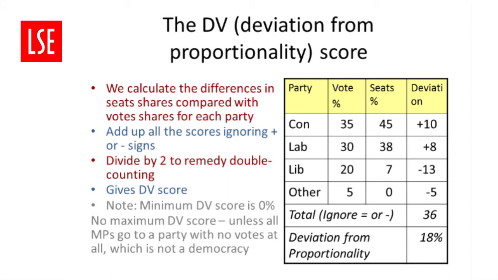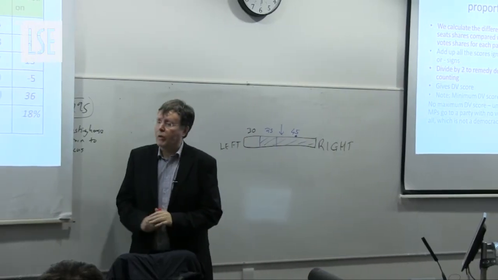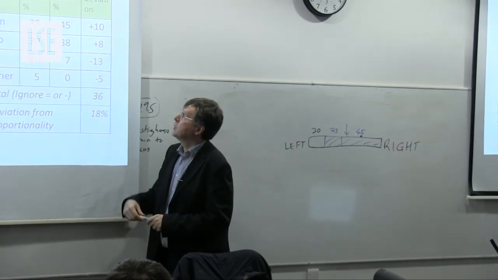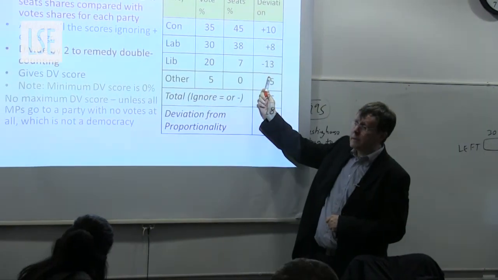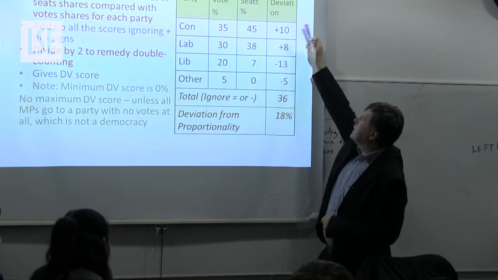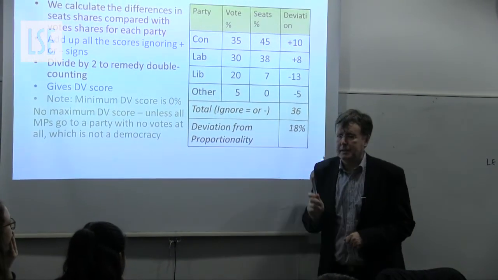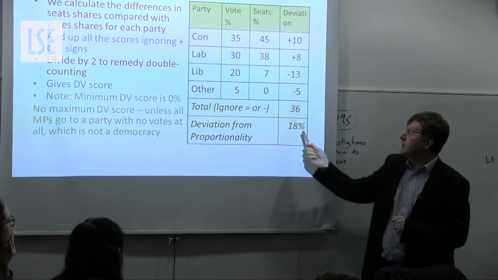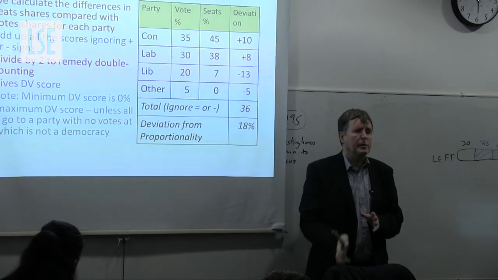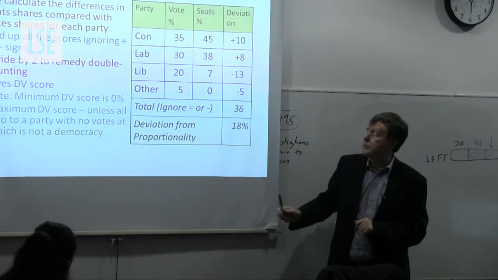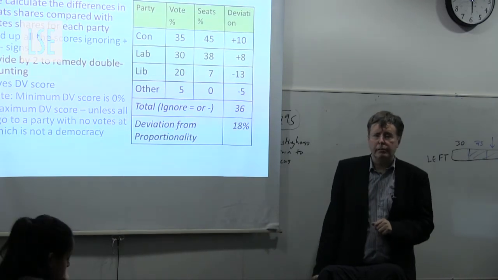So then we want to think about deviation from proportionality, and the idea here is the degree of protection for the Conservative and Labour parties. This is just a little score that we do. All you have to do is take the percentage of votes for each party, take the percentage of seats, calculate the difference, then add up all the numbers, ignoring the plus or minus signs, otherwise they just cancel out, and then divide by 2. So, votes, seats, deviations, we add them all up, divide by 2, and we get this thing called the deviation from proportionality.